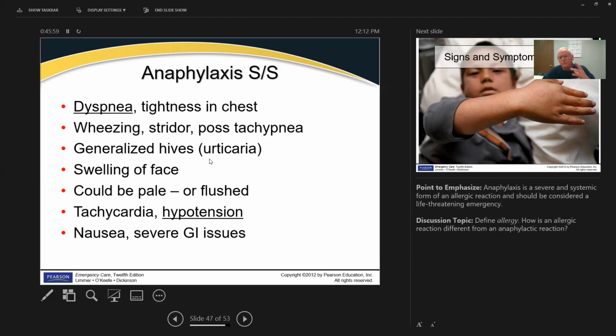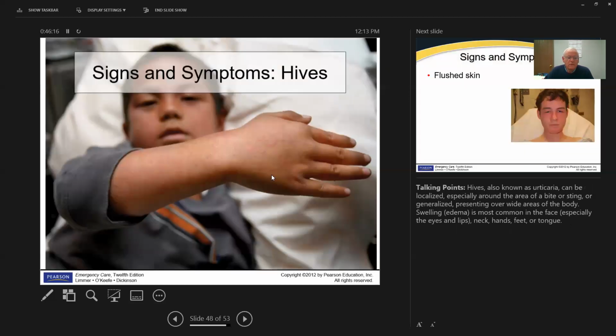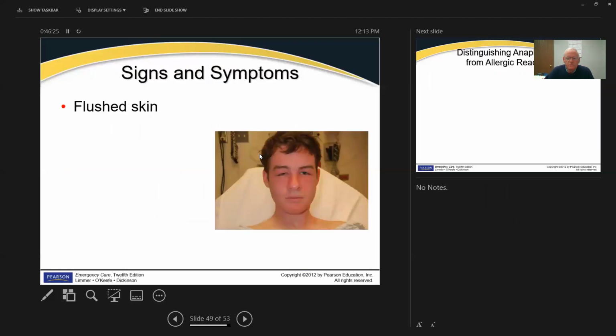So somebody's got hives, a little swollen. It's not that huge a deal, but when they start getting difficulty breathing or other signs of hypotension, signs and symptoms of shock, that's anaphylaxis and we gotta move fast, okay? So that's what hives look like, okay? Raised areas, fluids getting into the tissues there. This is a guy that's flushed skin, okay? Kind of common.